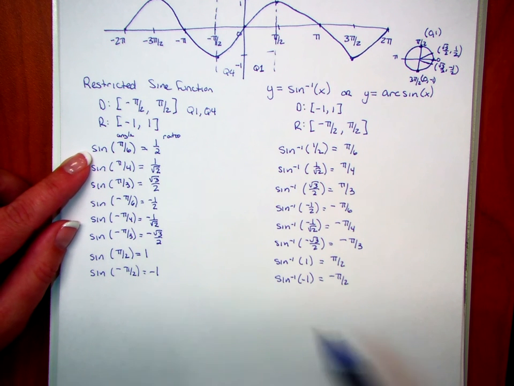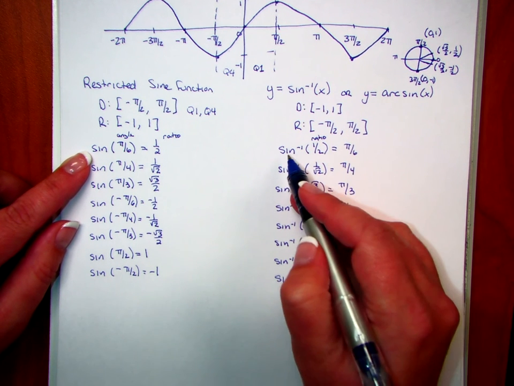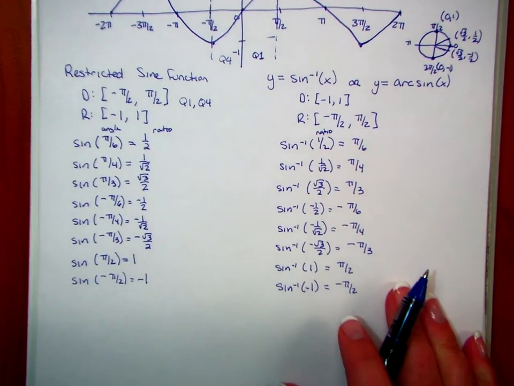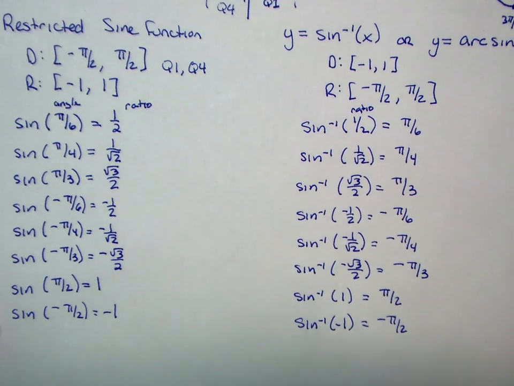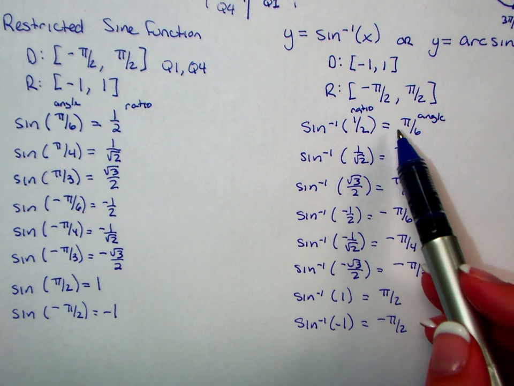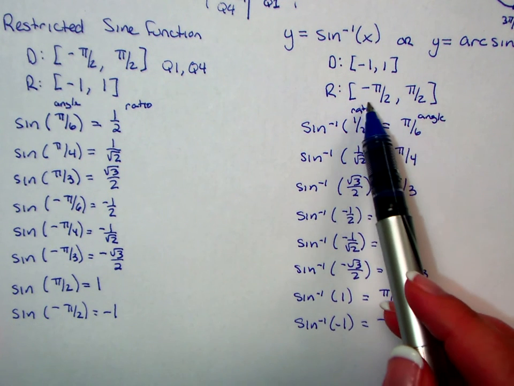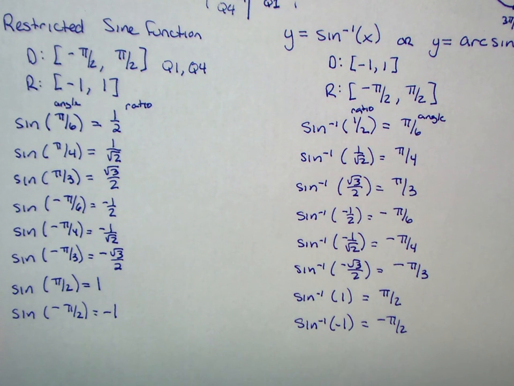Now when we do the inverse, we're putting the ratios into the inverse sine function. And when we put the ratios into those inverse sine functions, we're getting the angle back out. So the answer to an inverse trig function is always an angle, and those angles should fall between negative pi over 2 and pi over 2.